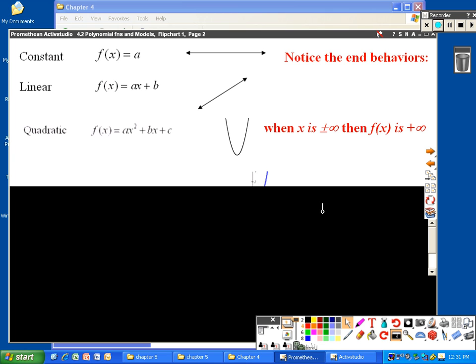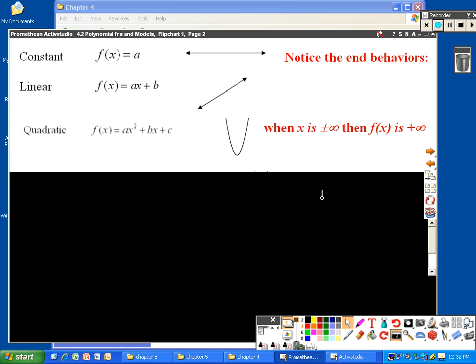As we move into the polynomials, the quadratic function was f of x equals ax squared plus bx plus c, and it gave us the parabola. Notice the end behavior of the parabola. Let me try some axes here. As x gets negative, the function gets positive. As x gets positive, the function gets positive. So no matter what, on a quadratic, the end behavior will be the same.